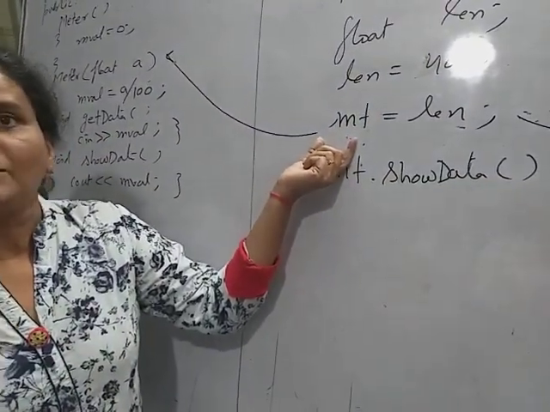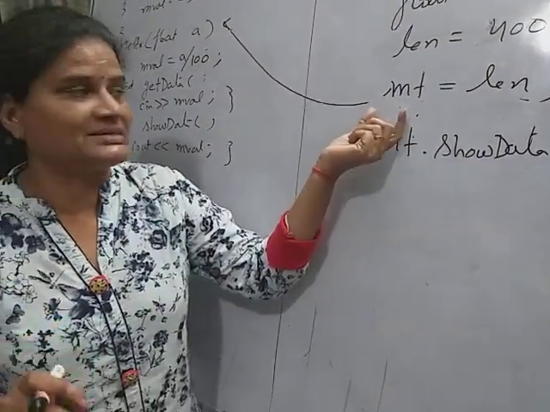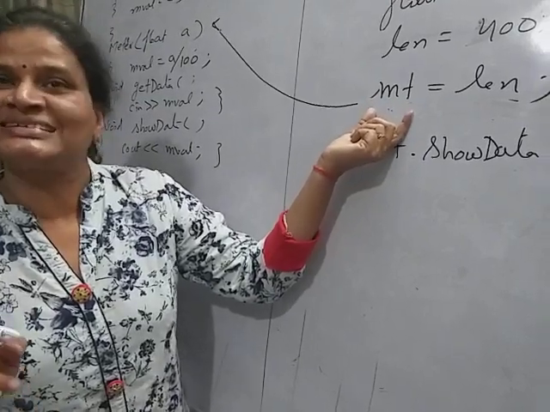So this is the first one where I am converting basic data type into user defined data type, and this is achieved with the help of the one argument constructor in the destination object's class.